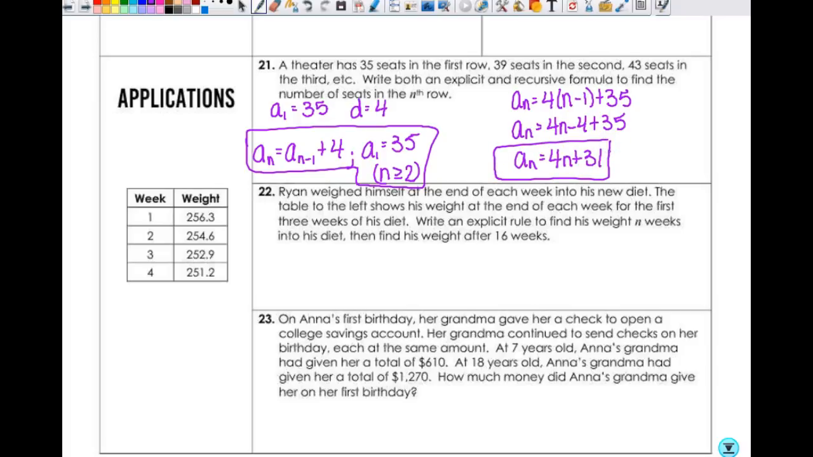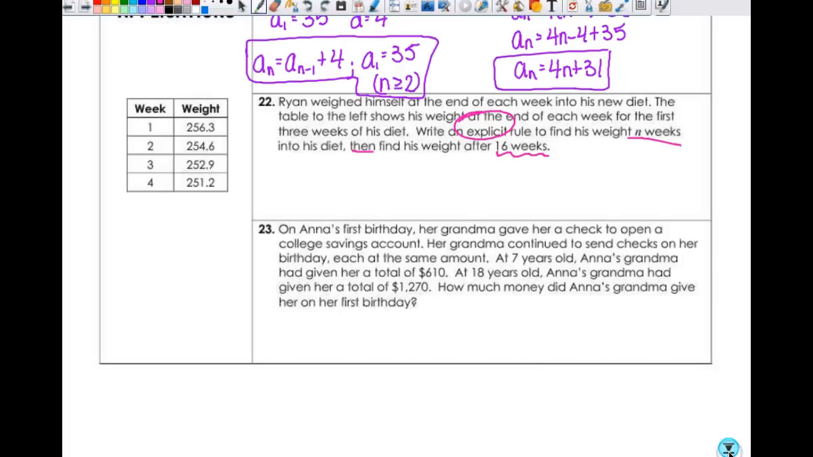All right, Ryan weighed himself at the end of each week into his new diet. The table to the left shows his weight at the end of each week for the first 3 weeks of his diet. Write an explicit rule to find his weight in weeks into his diet, then find his weight after 16 weeks. So I only want explicit. I still need A1.